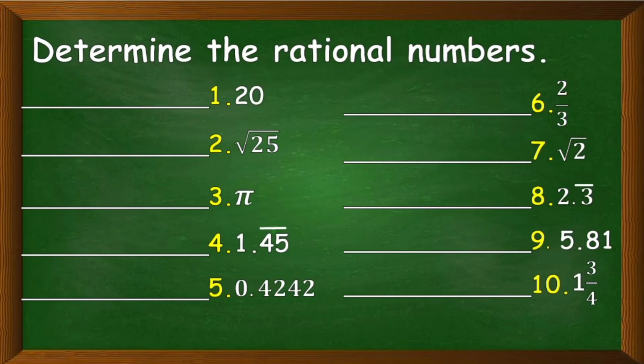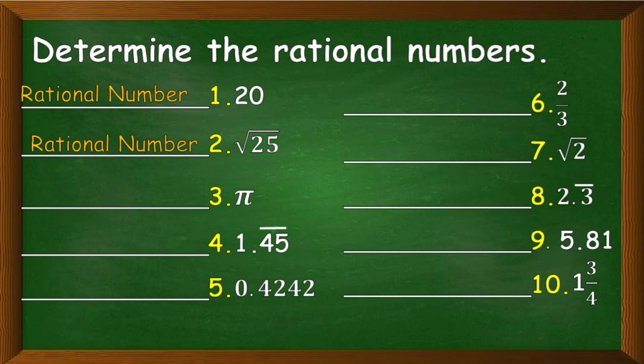The direction is to determine the rational numbers. For number 1, we have positive 20. And that is a rational number, since 20 is a positive integer. Next, number 2, we have square root of 25. If we reduce this, square root of 25 is equal to 5. And 5 is a positive integer, making this a rational number.